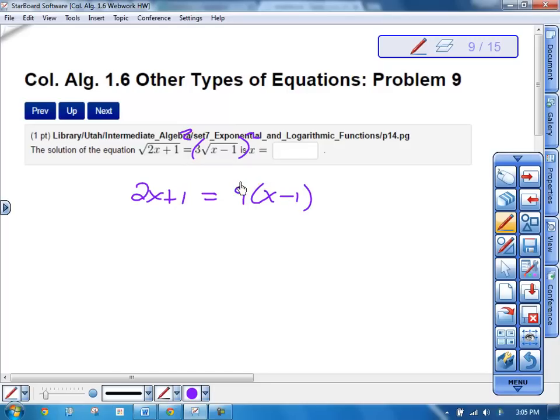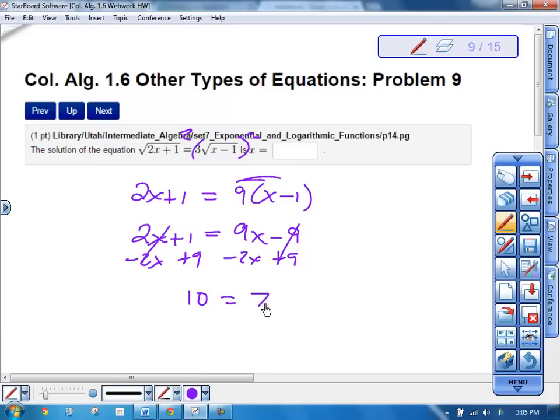Now I can solve this by distributing: 9x minus 9 equals 2x plus 1. Just add 9 to both sides, so you get 10 on this side. Subtract 2x from both sides, and you get 7x. Divide both sides by 7. You get x equals 10 over 7.